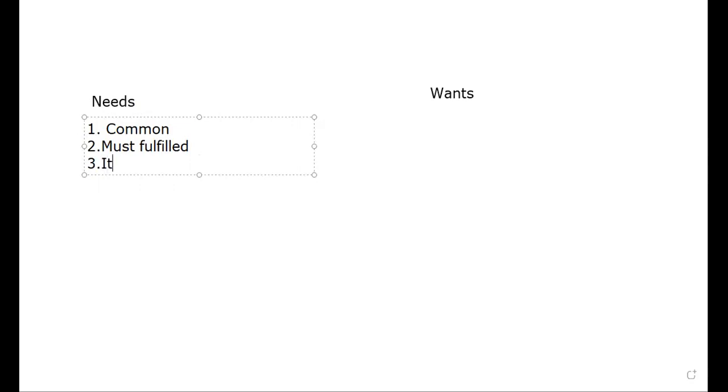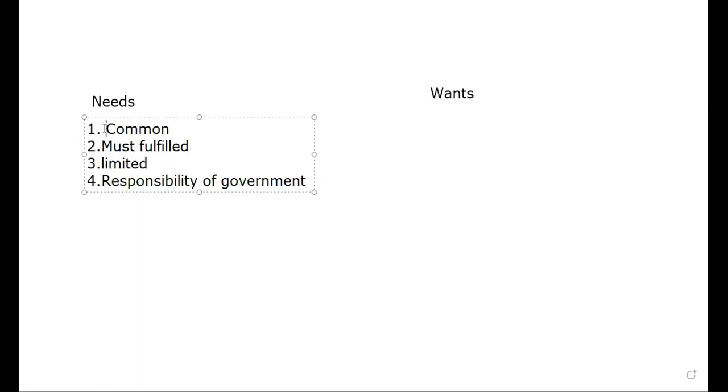Third, needs are limited in nature, right? The fourth feature: needs are common, needs must be fulfilled, needs are limited, and the satisfaction of needs is a responsibility of government. Responsibility of government, right?